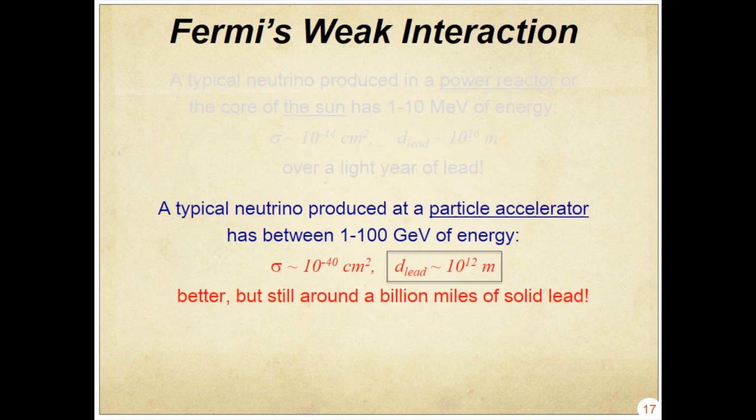A typical neutrino produced at a particle accelerator that I'm going to tell you about tonight is in the 1 to 100 GeV range, so 1,000 times more energetic. So you basically just get back that factor of 1,000. Now on average, we'll go through 10 to the 12 meters, which is a little better, but still about 1 billion miles of solid lead. So if you fill the distance between the Earth and the sun times 10 with lead, you might get your neutrino to interact. If you do this exact same calculation with a 1 GeV proton, the answer is this far.